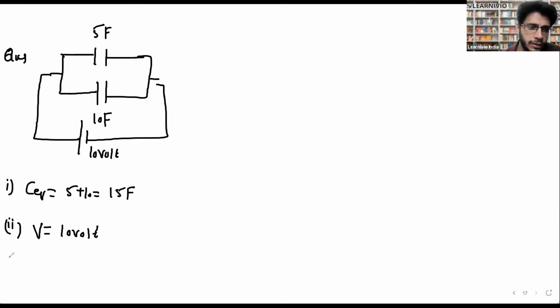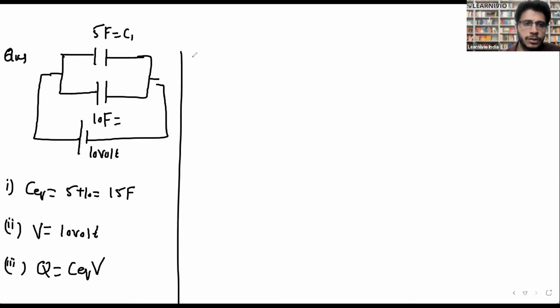Fatma, that's Q2, I think. So that's my C1 and that's my C. So I can write for the third part. I need voltages. So voltage across both the capacitors is same. Next, third, I need total charge. Total charge Q is C equivalent multiplied by V. So now total charge Q is C equivalent, which is 15, multiplied by 10. So total charge is 150 coulomb. That's the third.